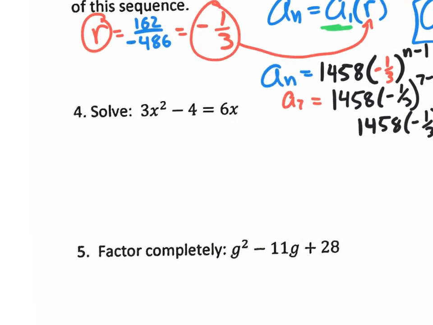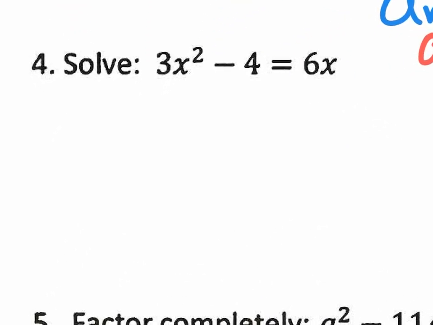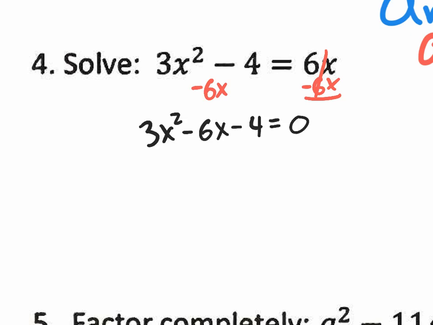Let's move on to number 4. 4 is cake. It is a quadratic equation. All quadratic equations you want set equal to 0. So you could either use the quadratic formula, or you could factor and then split using the zero product property to solve. But anyway, let's move that 6x over to the other side. 6x, you can't combine it with anything, so let's rewrite it.